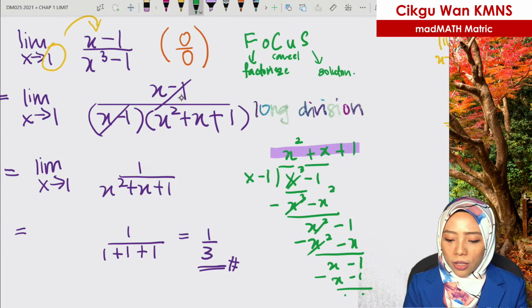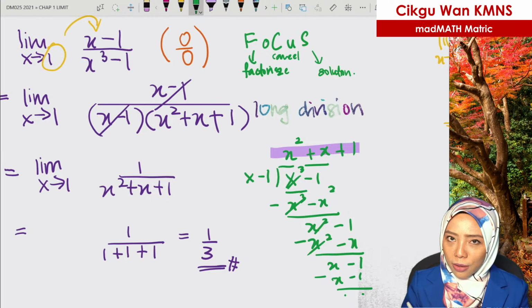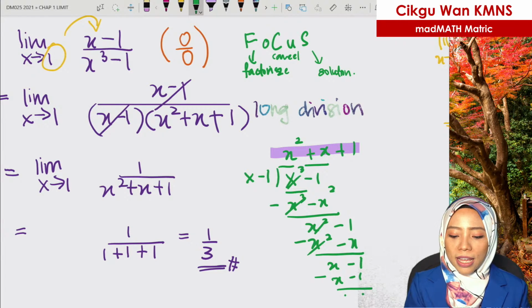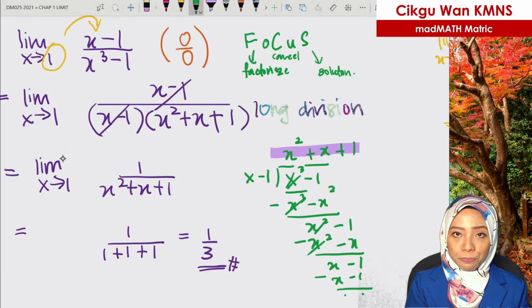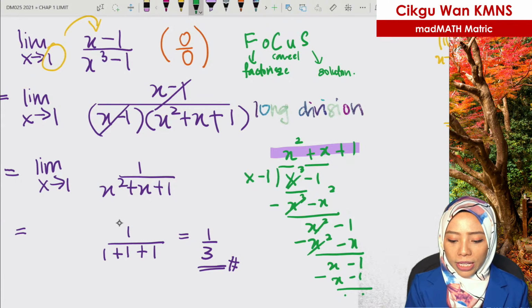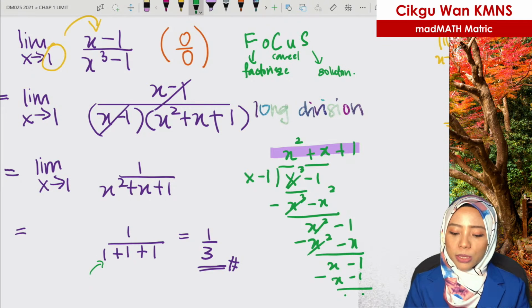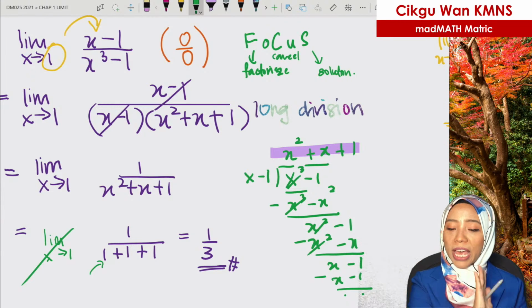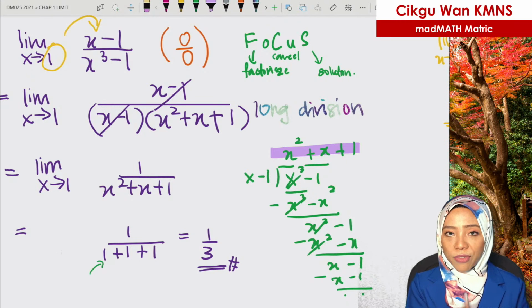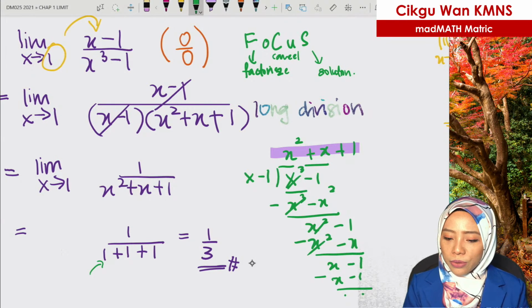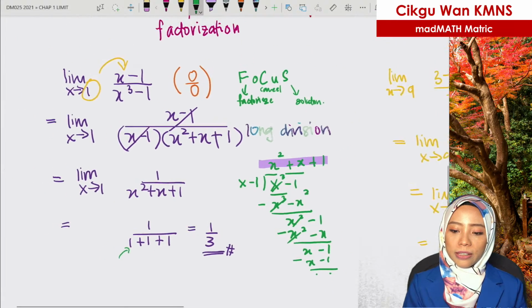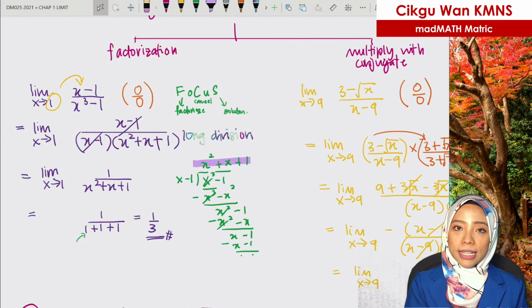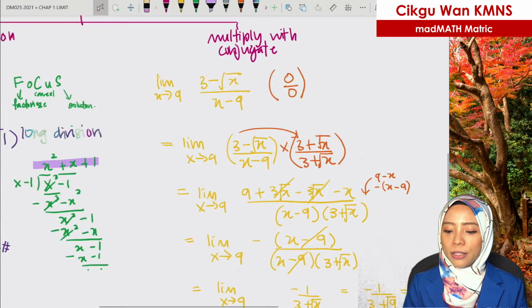After we cancel, we get 1 over x squared plus x plus 1. Now, limit x approaching 1. The next tip, I don't know how many tips have been given to you already: once you substitute the x values, look, teacher has substituted x equals to 1. So I no longer write down limit x approaching 1. You cannot write it once you have substituted the x values. So now it gives you 1 over 3. So this is basically the factorization.